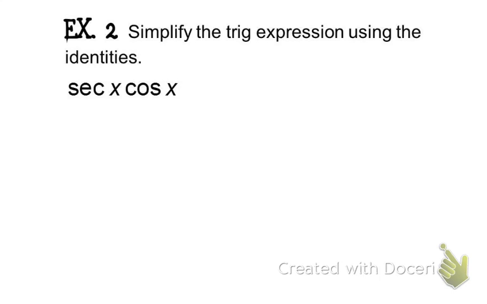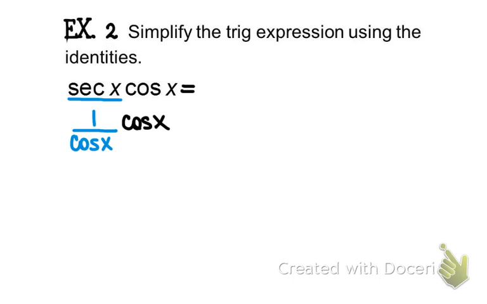Okay? So this first one, you have secant x times cosine x. So I want to take this secant and replace it with something that it's equal to. We don't want to get into complicated identities. We want to use the basic ones, or what's as simple as possible. And I know that secant is equal to 1 over cosine. So I'm going to replace secant x with 1 over cosine x. And this is still being multiplied times cosine x.